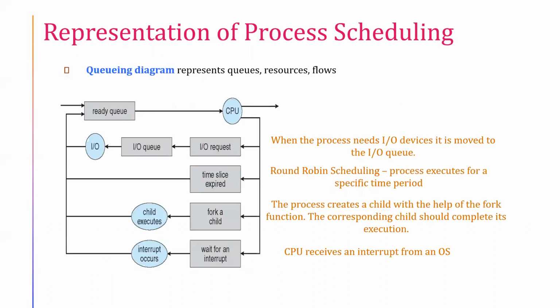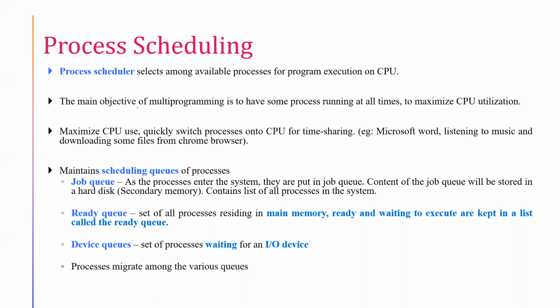So this is the representation of process scheduling. This diagram, we call it the queuing diagram. It represents the queues, resources, and the flows and everything. Here you see we have a ready queue. In the ready queue, we saw that the processes that are ready and waiting to be executed will be there.